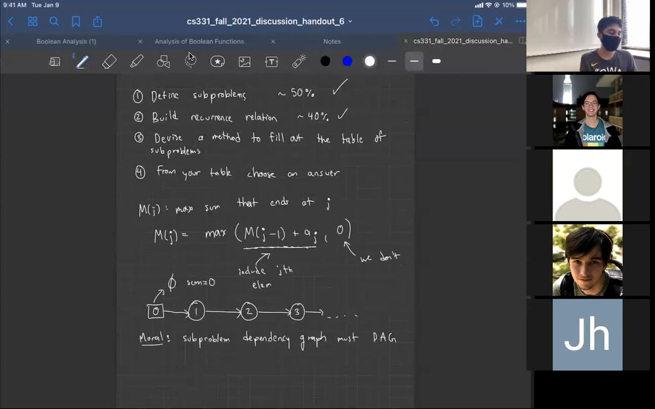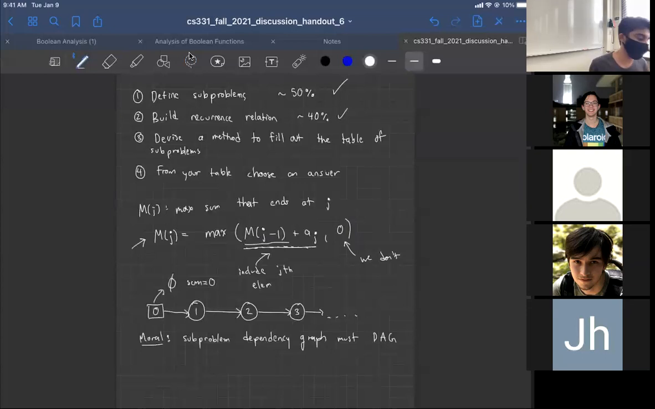All right. And so how do we fill out these things in order? Well, we just go for j equals 1 to n, and then just use this formula. And we will always be guaranteed that when m of j is being considered, m of j minus 1 has already been solved. Okay, so that's important. Just building subproblems in this order.